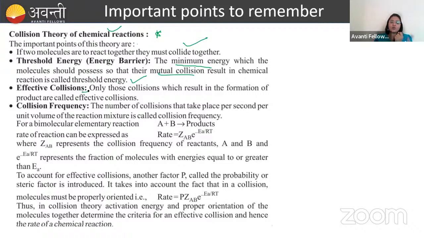Effective collision means what? Even though the molecules are colliding with each other, not every collision is responsible for the occurrence of a reaction. Molecules collide with each other, and after collision, products are going to form. Sometimes products form, sometimes products don't form. So the collisions which result in the product are known as effective collisions. Please remember this. Those collisions which result in the formation of product are known as effective collisions.